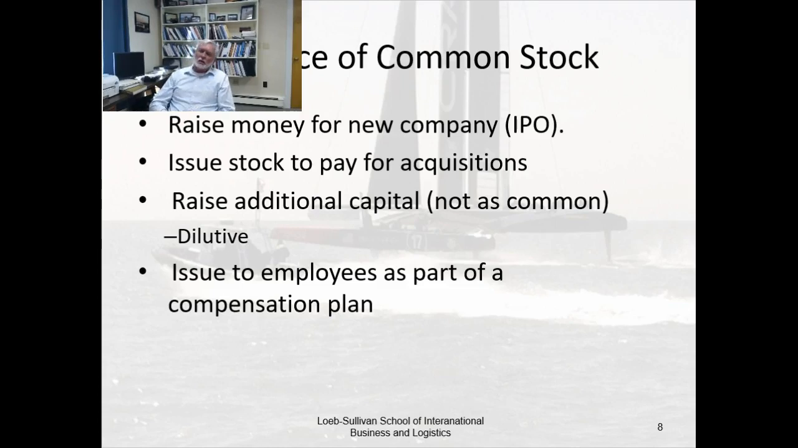So companies sell common stock, or the financial word is issue common stock, to raise money for a new company, and that's called an initial public offering. So we've seen some IPOs in the recent past. Facebook did a large IPO a couple of years ago. Somebody just did an IPO, one of the big tech companies, I forget which one, in the past 12 months. So with IPOs we're going to raise money for a new company from the public, called an initial public offering.